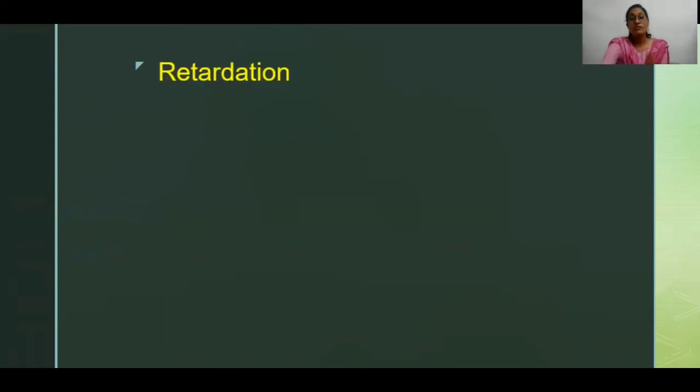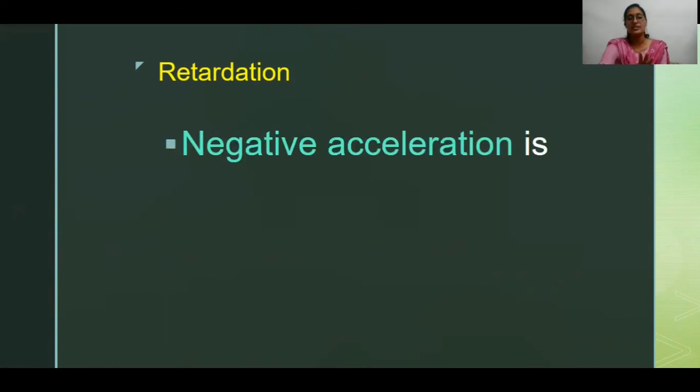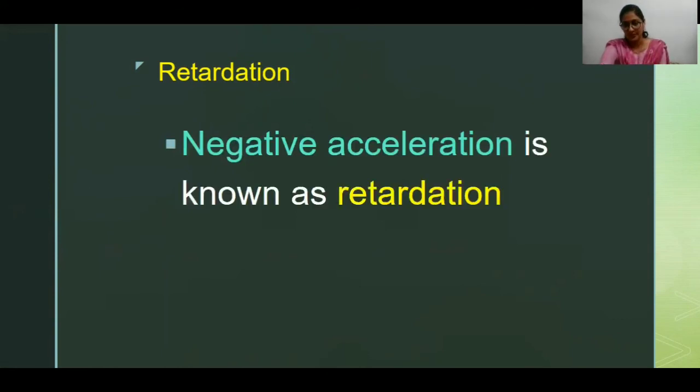Now we can study what is retardation. Retardation is negative acceleration. Negative acceleration is known as retardation. Its unit is the same as the unit of acceleration, that is meter per second square. An example of retardation is when a ball is rolling on the ground, it eventually stops. This is due to retardation, because the ball experiences negative acceleration.